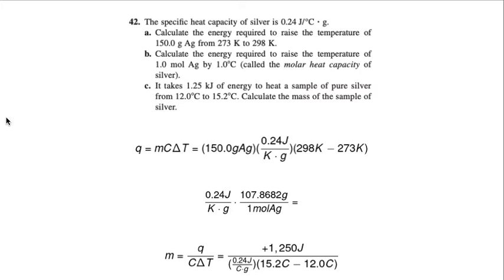Finally, we have a problem working with Q equals mc delta T. So they provide the specific heat capacity of silver right there, and they ask you to calculate the energy required to raise the temperature of 150 grams of silver from 273 Kelvin to 298 Kelvin. So here I have the mass, 150 grams. I have the heat capacity of the silver, and notice I have 0.24 joules per Celsius gram, and that is the same as per Kelvin gram.